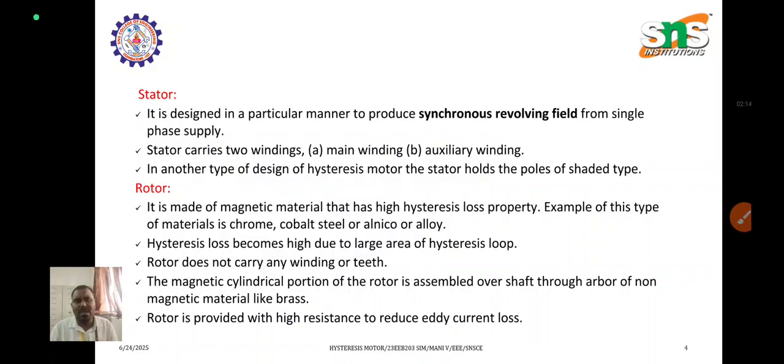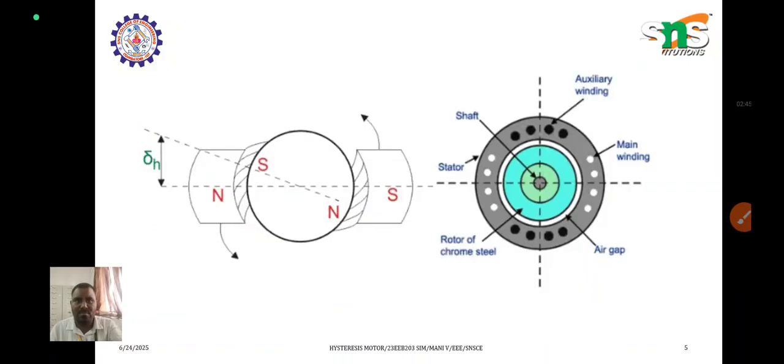The hysteresis loss becomes high due to the large area of the hysteresis loop. If the hysteresis loop is large, the loss is also high. The rotor does not carry any winding or any teeth. The magnetic cylindrical portion of the rotor is assembled over a shaft of non-magnetic material like brass. The rotor is provided with high resistance to produce eddy current losses.